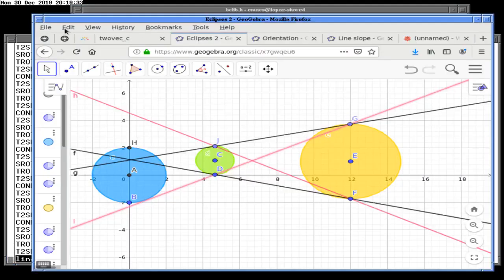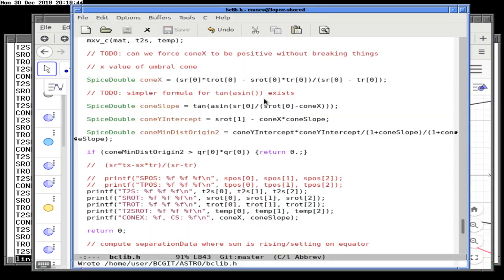Right. That's one of the conal umbras. This is one of these lines, I don't know which one though. The other one's going to be the negative slope, but pretty much the same thing. So we can say cone y intercept, and I guess cone x is going to be the same for both lines. Cone slope is going to be almost the same for both lines. One's going to be the negative of the other. Cone y-intercept is going to be different for the two lines.